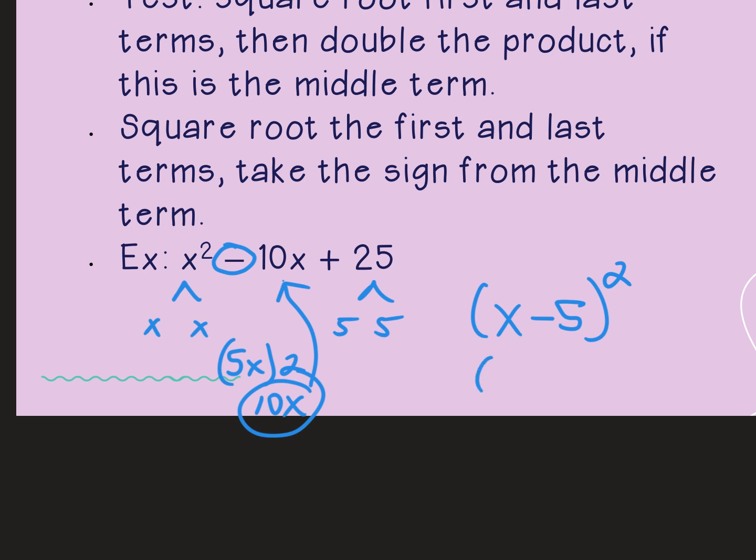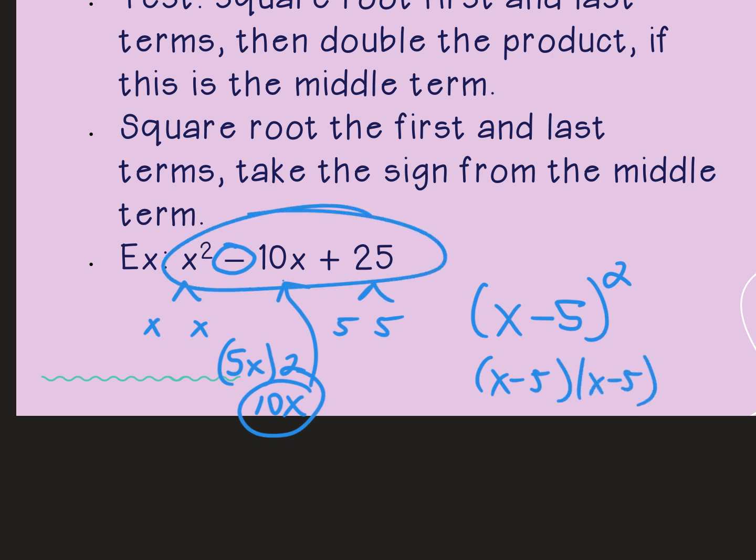Could you write it like this? X minus 5, x minus 5? Yes. If you FOILed that back out, would you get x squared minus 10x plus 25? Yes. Perfect square trinomials are the same binomial 2 times. So let's go through this.